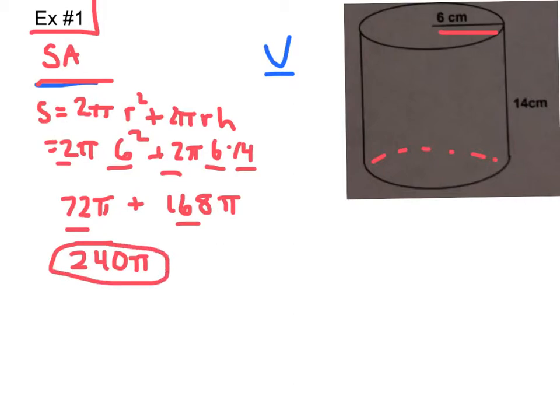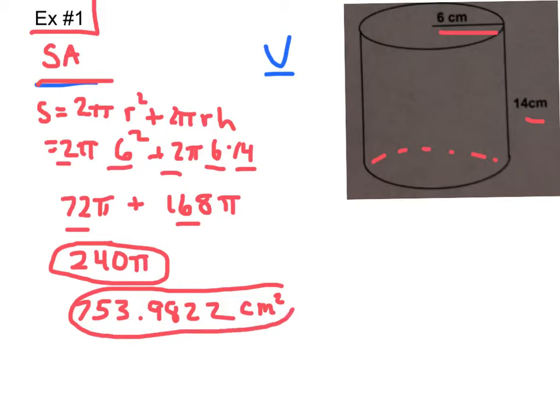Now if you use the pi button on your calculator, you can certainly convert it into a decimal. I believe it's 753.9822. The units are centimeters, and since this is surface area, it'd be square centimeters. That's how much material I would need to paint this object if this is a can or something like that.